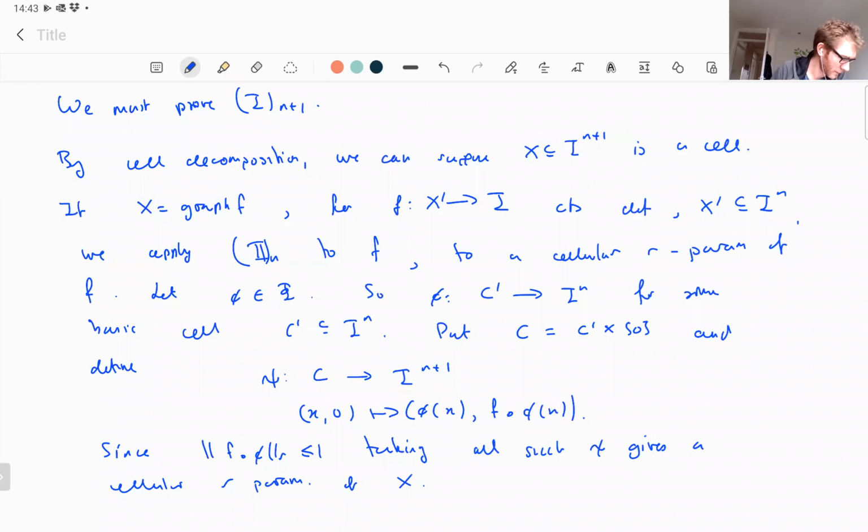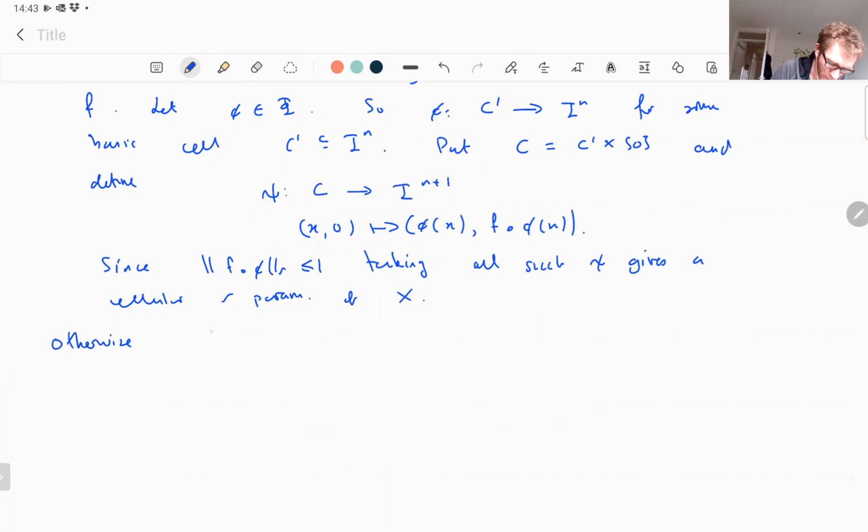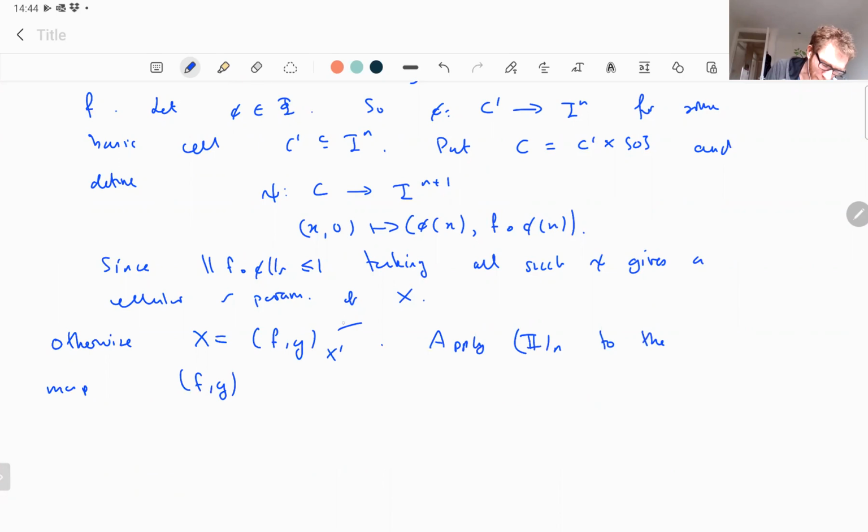Okay, so otherwise, if it's not a graph, it's a space between two graphs. So now we apply 2n to the map fg. So this is slightly confusing notation. This is like the space between these two functions. This is the map that has first coordinate f and second coordinate g. So we get some cellular R parameterization phi of fg, and I take one of the maps in there.